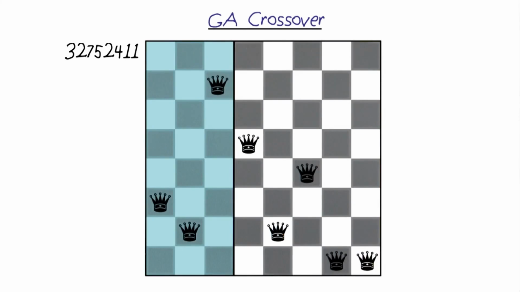Okay, let me handle this one. Given a parent 327-52411, which corresponds to a board that looks like this, we've randomly selected the spot between the third and fourth column to be the crossover point.